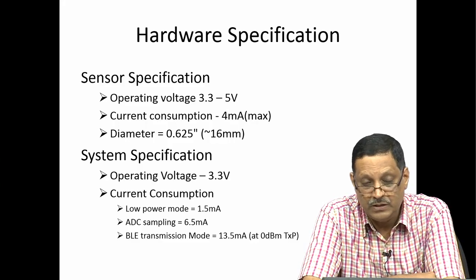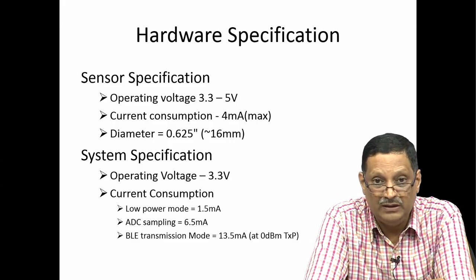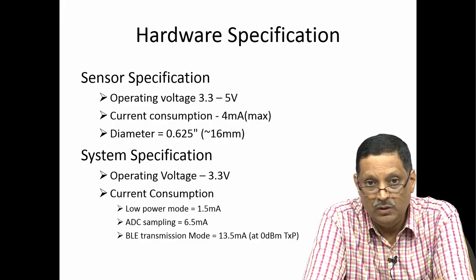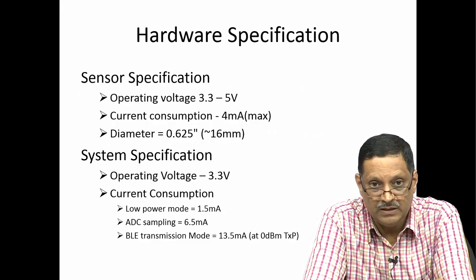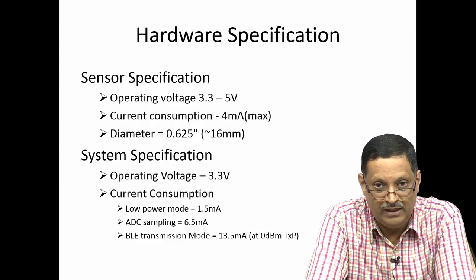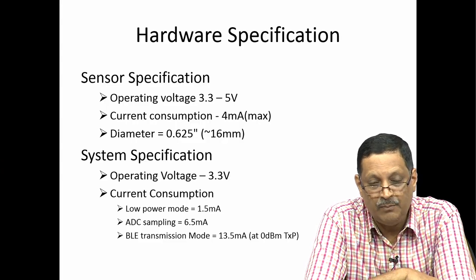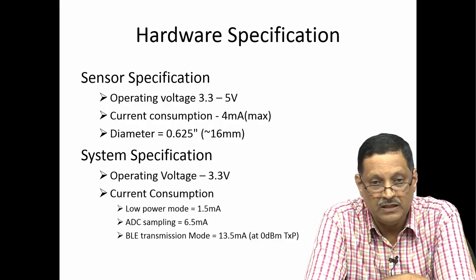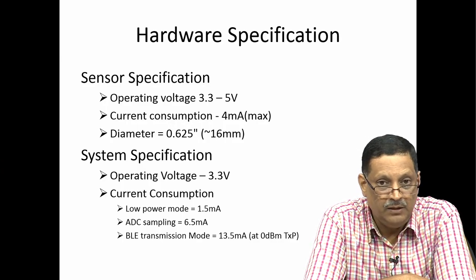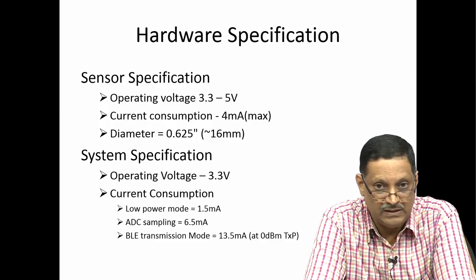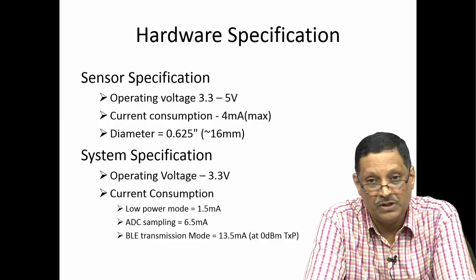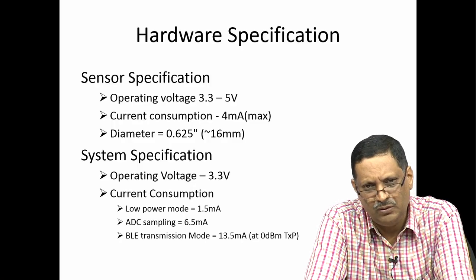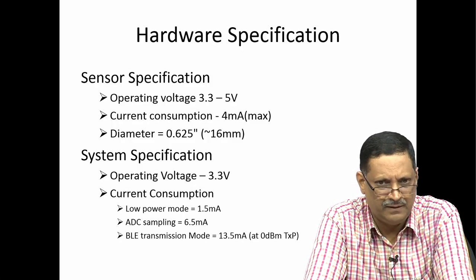The system specification, the overall system that we have built, operates at 3.3 volts. Current consumption in low power mode is 1.5 milliamperes. ADC sampling requires 6.5 milliamperes, and BLE transmission mode requires 13.5 milliamperes at 0 dBm transmission power. Look at that specification and look at the kind of power that you will require, right.